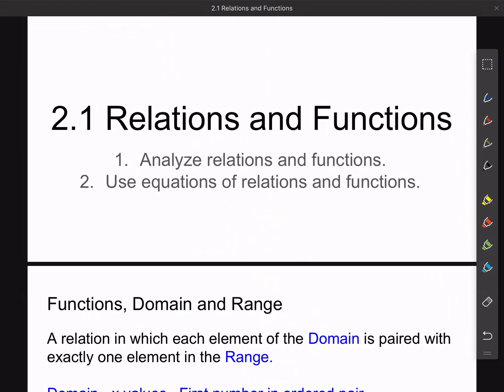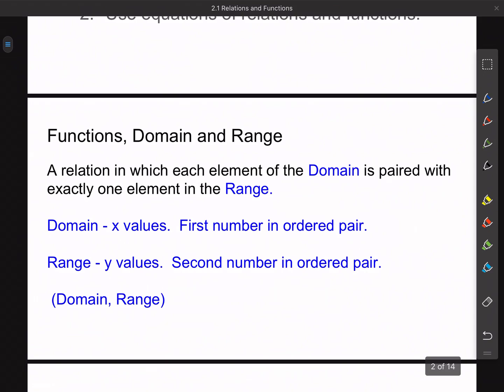This is going to be a big review from Algebra 1 from about 2 years ago. We had about this exact same lesson, so here it is again. We're going to add a little bit to it, but not much. So let's review some key terminology here.